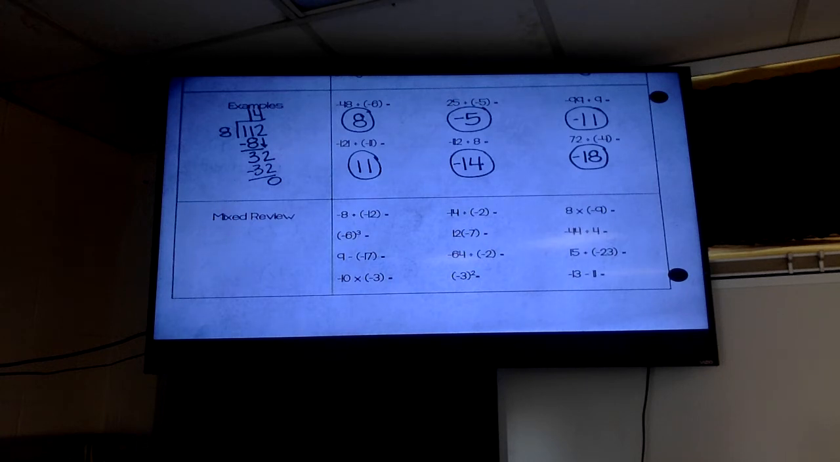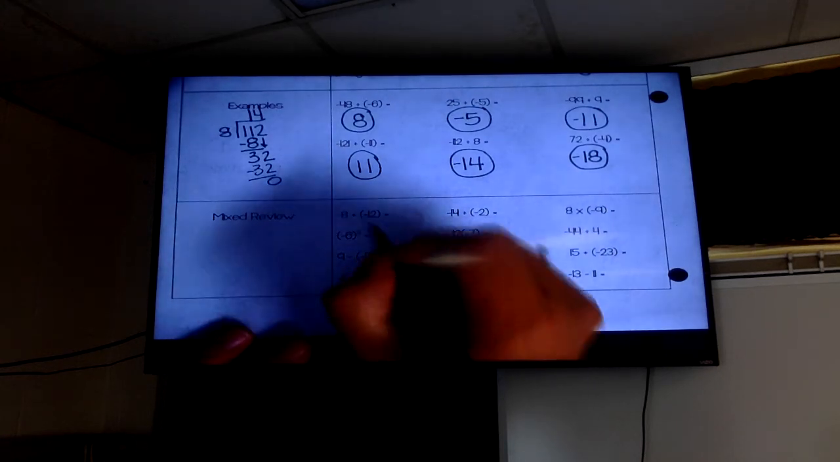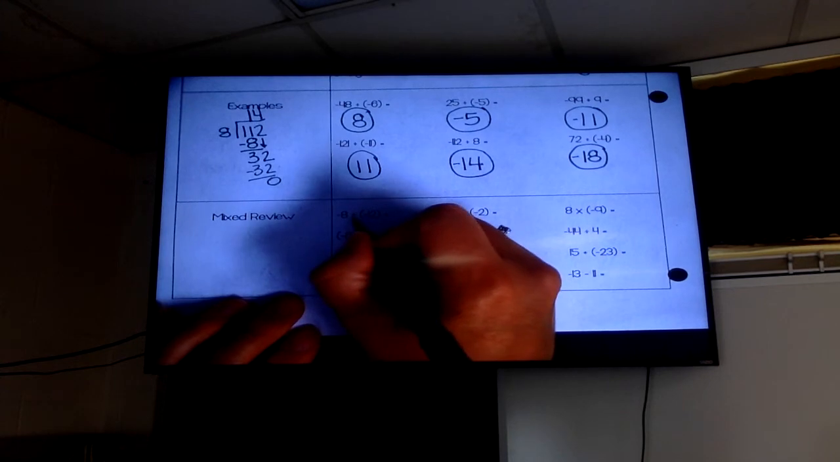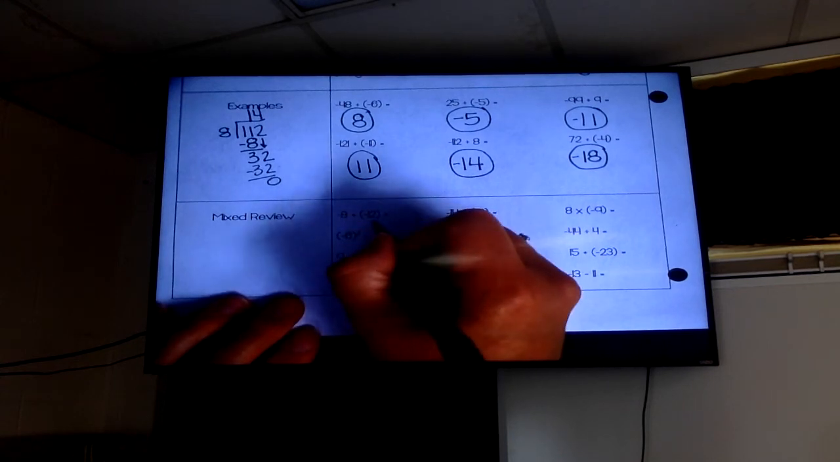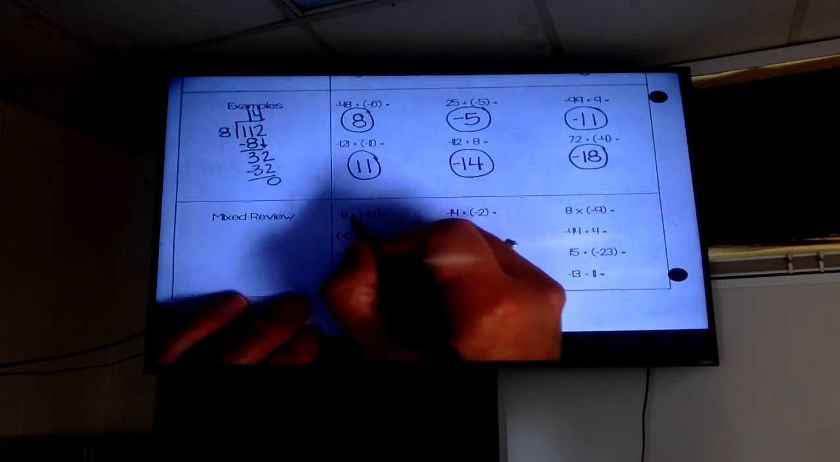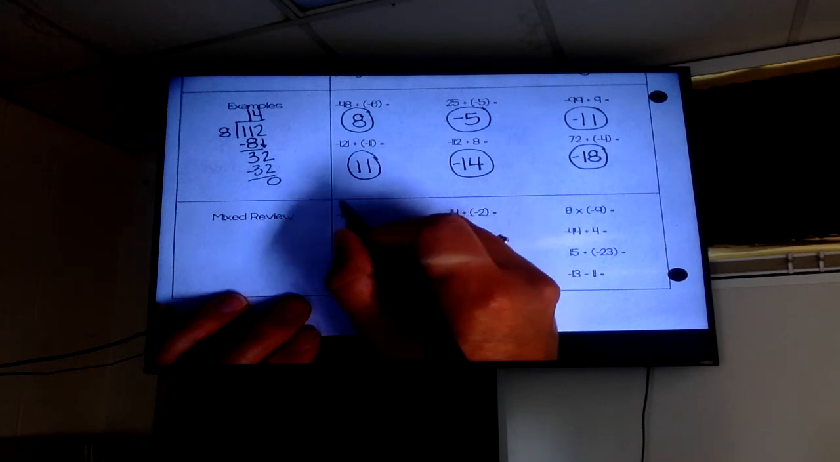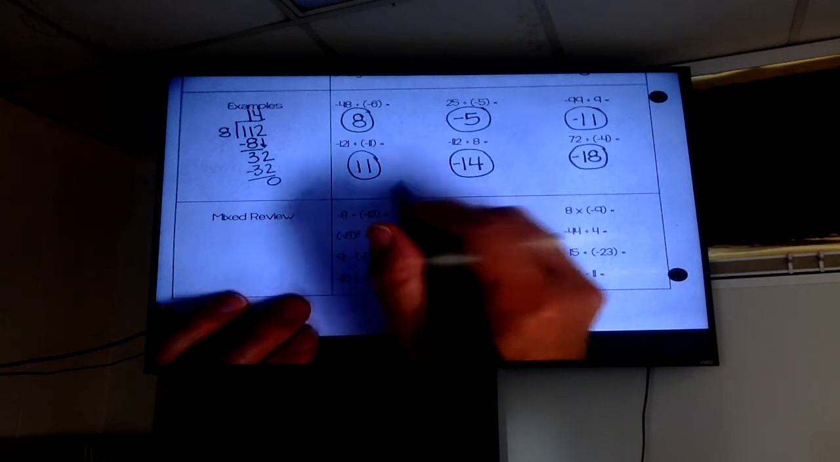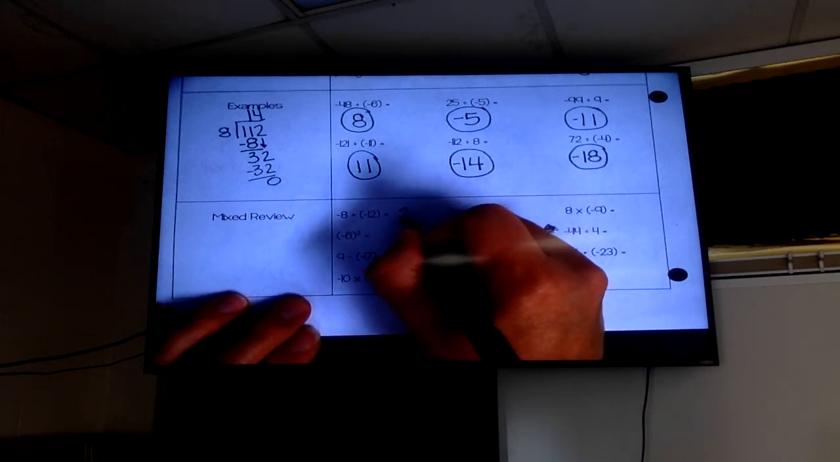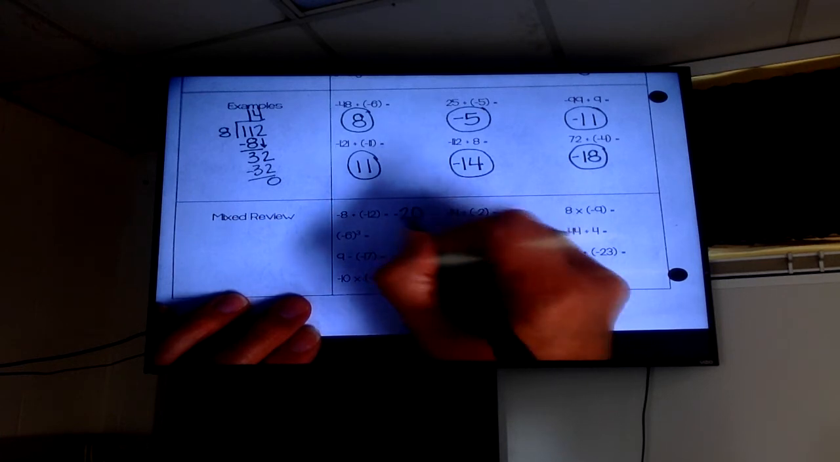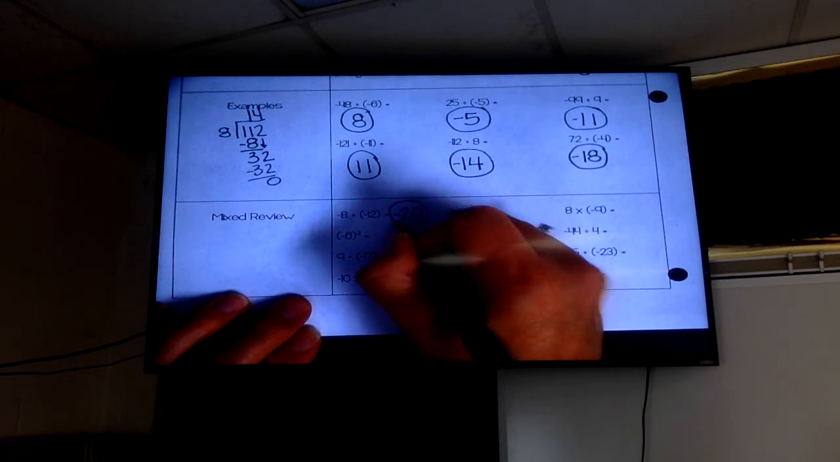All right, now you've answered your questions. Let's see how you did. So this one's addition. Addition is good. I don't have to change anything. I just use my addition rules. When my signs are the same, I add them and keep their sign. So 8 plus 12 is 20, and I keep their negative. My answer is negative 20.